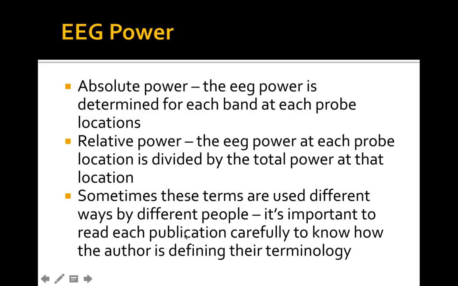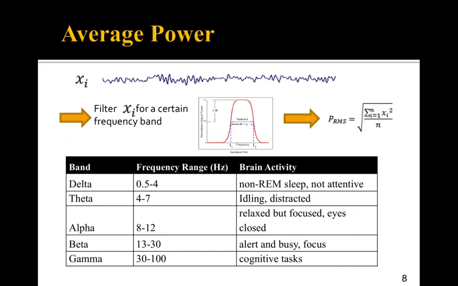Sometimes these terms are used in different ways by different people, so it's really important when you're reading people's papers to read very carefully and know how the author's defining their terminology. You have to realize that a lot of people who do this are psychology types, then you have people who come from an engineering background, then you have people who come from a medical background. Within each community, when people talk about things like relative power, they often mean different things. So very important to stay on top of that.